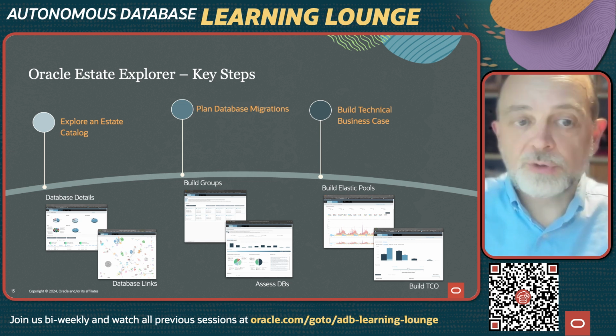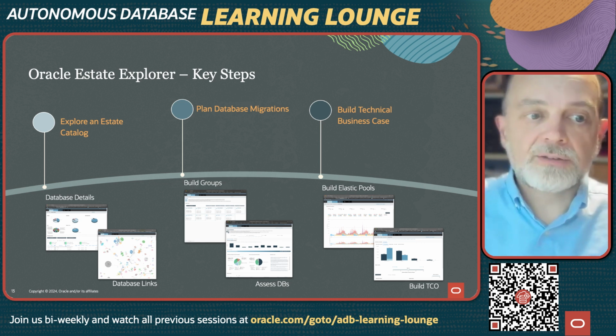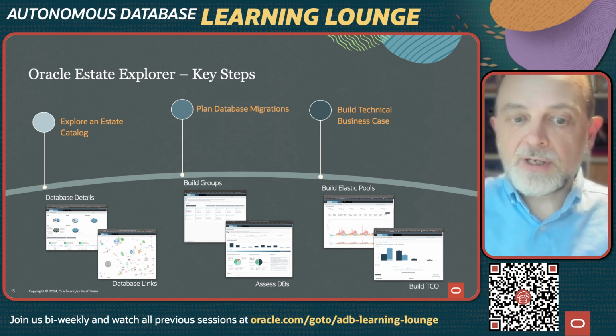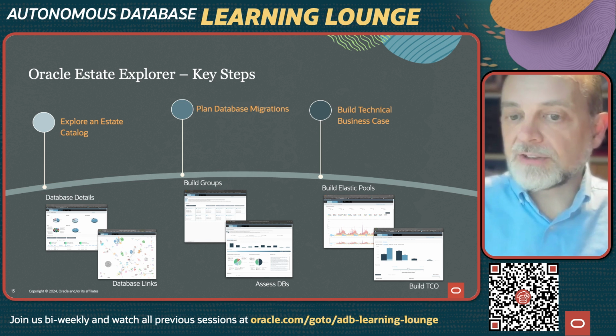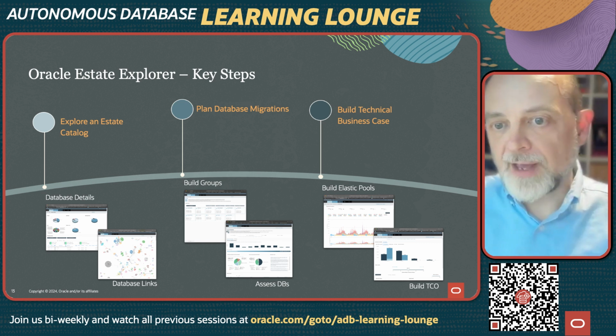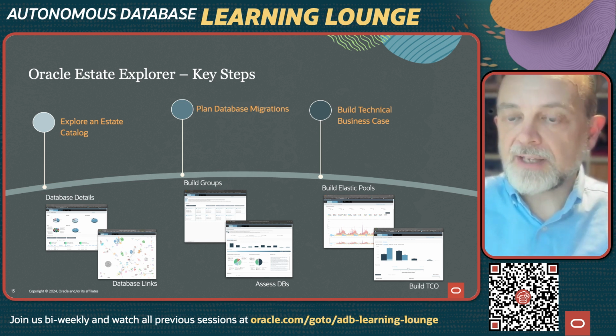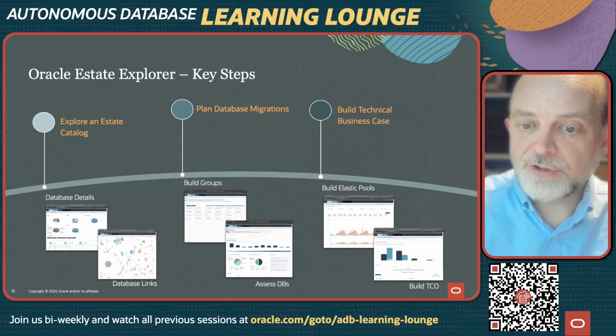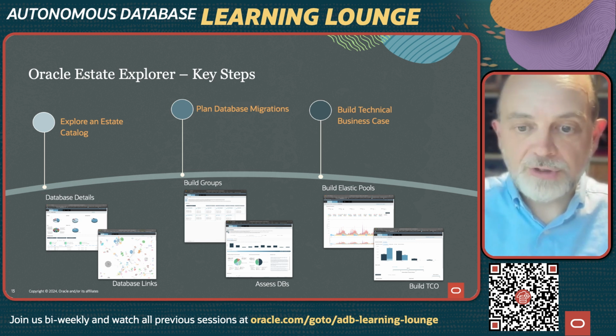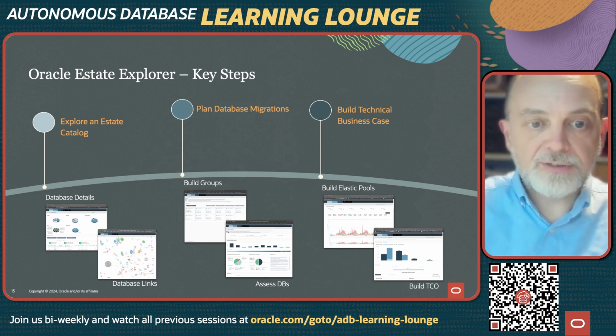So as I mentioned, this works in 3 stages. We build that estate catalog, and then we plan the migrations by building groups of databases, and then we assess all those databases in the groups. And then on top of that, we're going to build the business case and the financial model around that. And so what we're going to talk to you mostly about today is this 3rd step, and especially the new capability that we have around visualization of elastic pools. And I'll go into that in a little bit more detail in a moment.